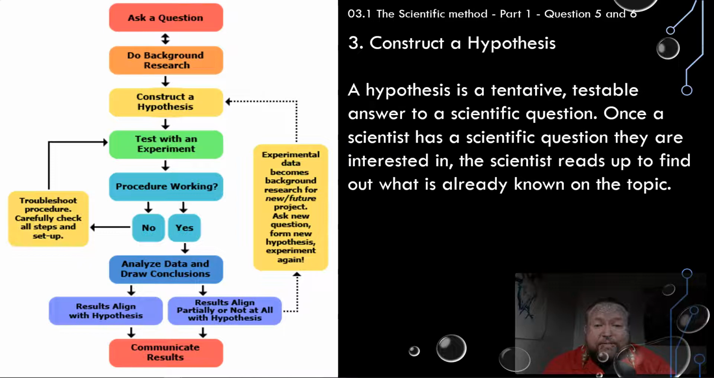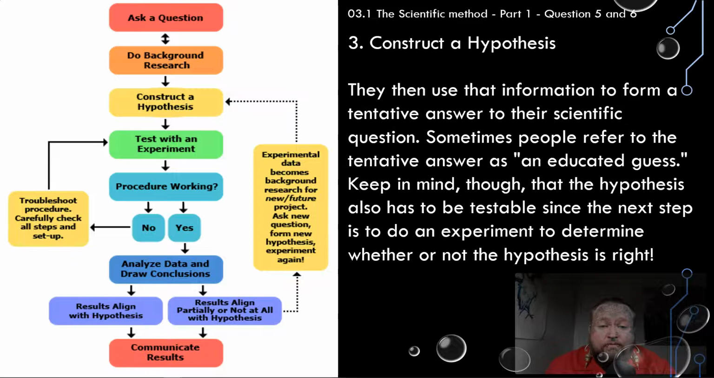So, saying here, the hypothesis is a tentative, testable answer to a scientific question. Once a scientist has a specific question they are interested in, the scientist reads up on what is already known on that topic to build it up. So it's a tentative answer. This is a key part. So even being that educated guess, tentative answer, they're still not saying it's the truth. It's just saying what I think I have now that I want to then test and gather data on and check back on. So they then use this information to form a tentative answer to their scientific question. Sometimes people refer to tentative answer as an educated guess, but keep in mind, though, that this hypothesis also has to be testable, since the next step in the experiment is to determine whether or not the hypothesis is right.